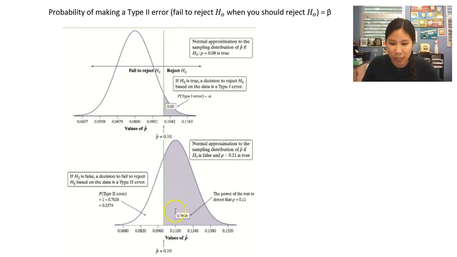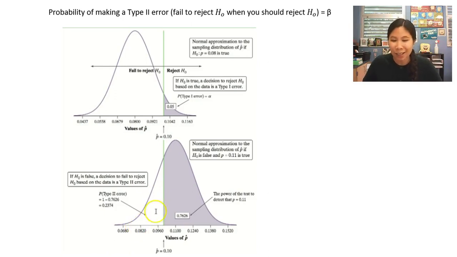Everything that's shaded here, this is where we would reject H0, because it's kind of like the alpha from before. The shaded area is where you would reject H0. So rejecting H0 is over here. That means this unshaded portion in this normal curve is where we would fail to reject H0 when we really should have. So this probability here is the probability of type 2 error, where you fail to reject when you should.